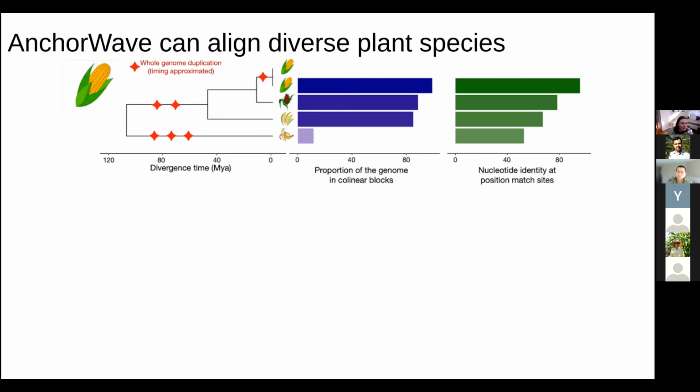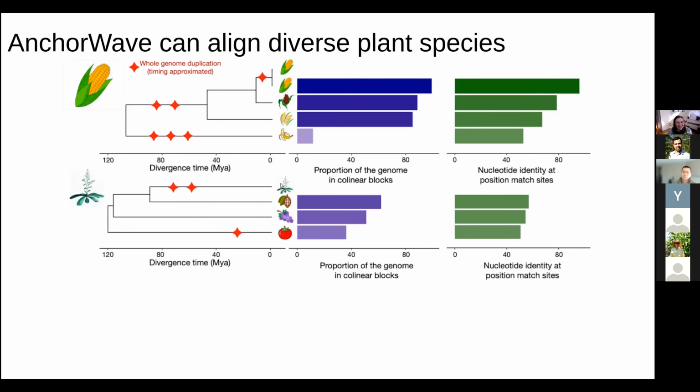So this has all been still maize focused. We can also look at dicot comparisons of Arabidopsis versus some of these other species that differ in whole genome duplications. And again, we see a contribution of both evolutionary time and the number of whole genome duplications, reducing the proportion of the genome that we're really able to align. So because AnchorWave is relying on collinear blocks, this is an important thing to keep in mind when you're deciding on a genome comparison aligner.